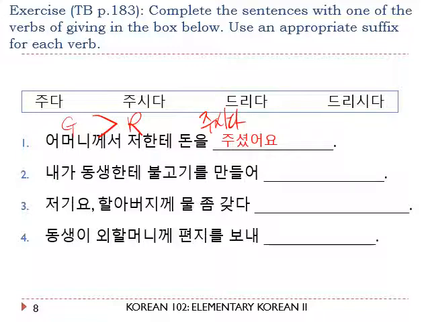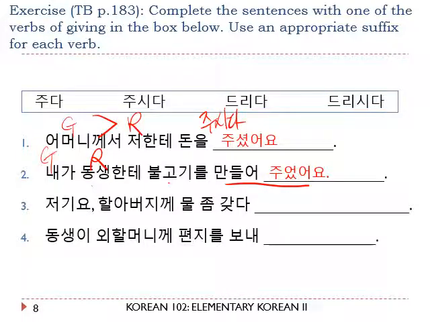Okay? 2번, 내가 동생한테 불고기를 만들어 주었어요. Okay? I, the subject, 동생한테, to younger sibling. So the younger sibling is the recipient. 불고기 만들어주다, make something for somebody. So the sentence means I made 불고기 for my younger sibling.